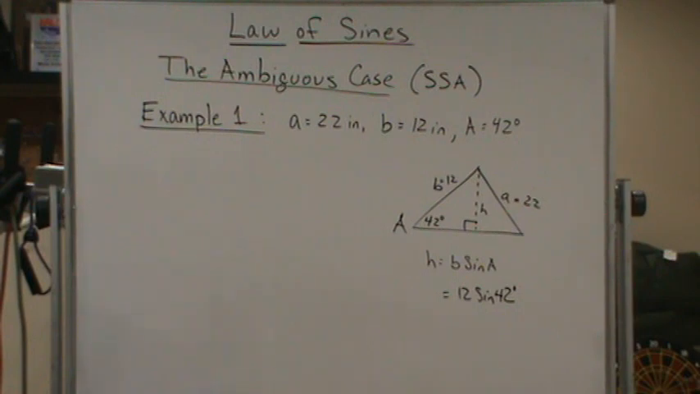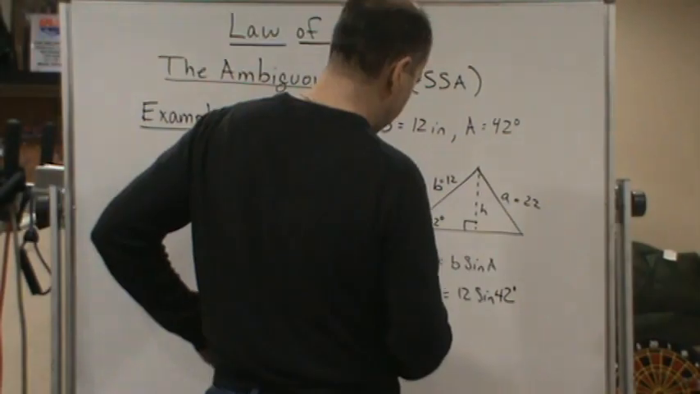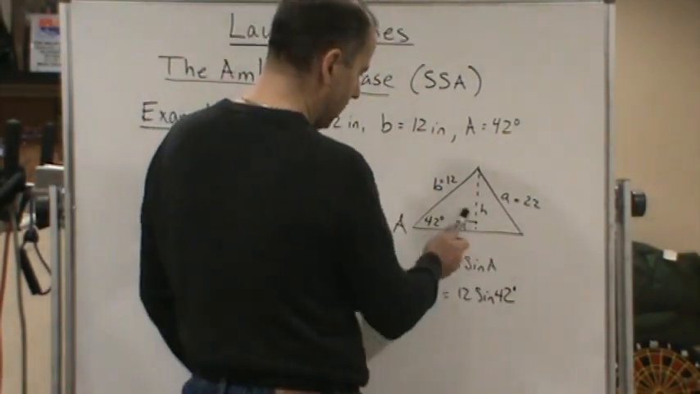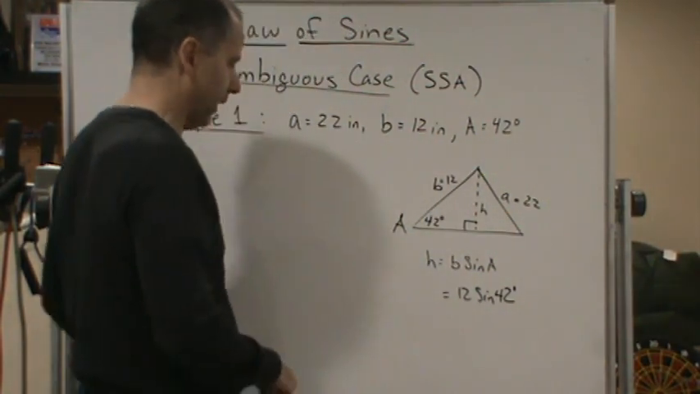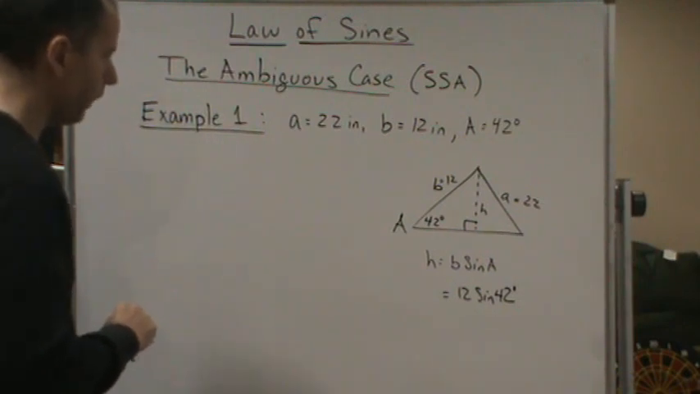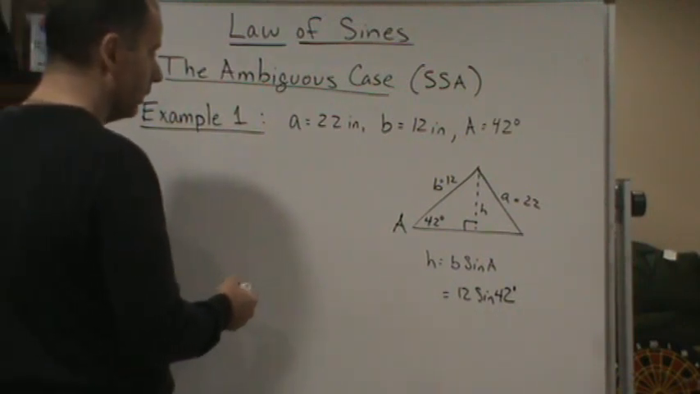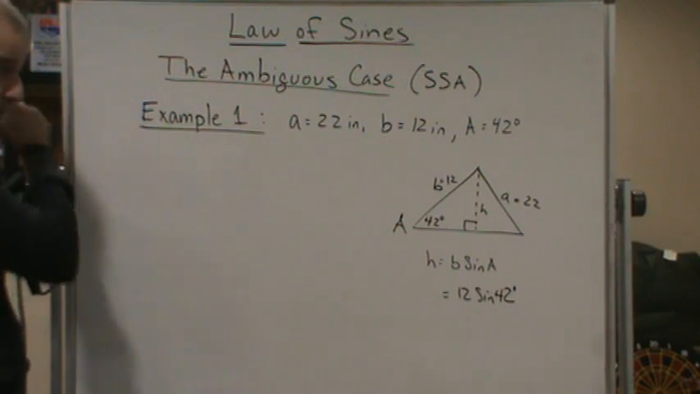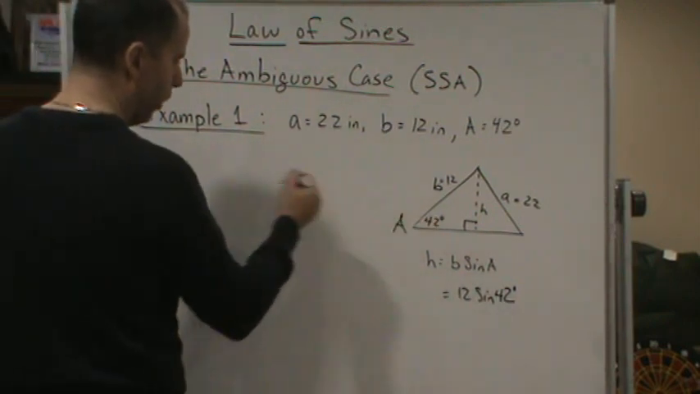So 12 times sine of 42, and it's approximately 8 inches. Okay, so a is definitely bigger than h. Okay, so we're good. So there's only one triangle in this case. So now, since we know that there's one triangle, now we can use what we know to solve this.